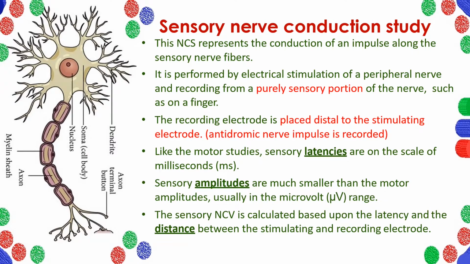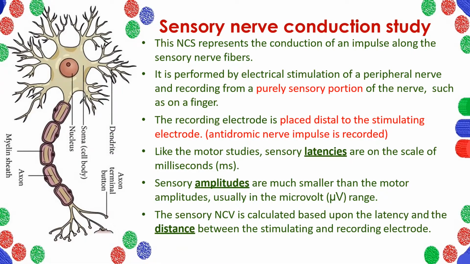Now in sensory nerve conduction studies, we are testing the sensory nerves. It is performed by electrical stimulation of the peripheral nerves and recording from a pure sensory portion of the nerve, such as usually on the fingers, where recording is done. And the recording electrode is placed distal to the stimulating electrode. Now the impulse in sensory nerves normally travels from the nerve ending to the cell body, but now we are stimulating the axon, and recording is done at the nerve ending. That is why it is known as antidromic nerve conduction study.